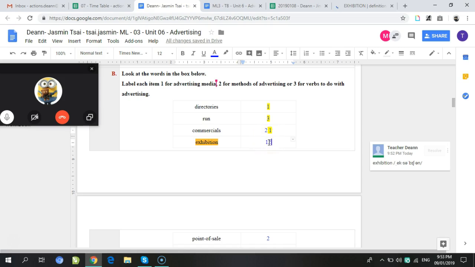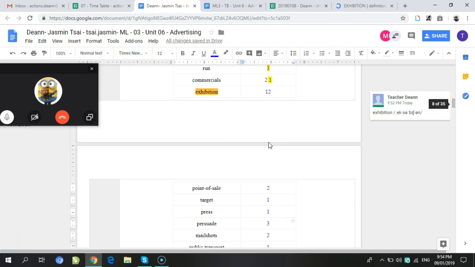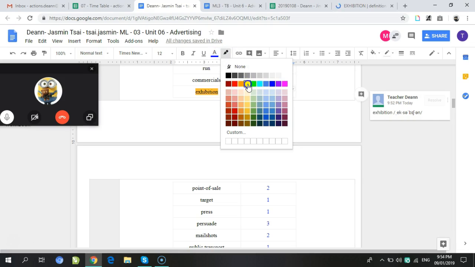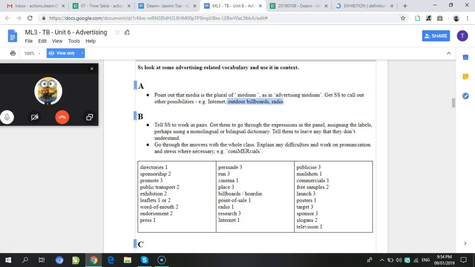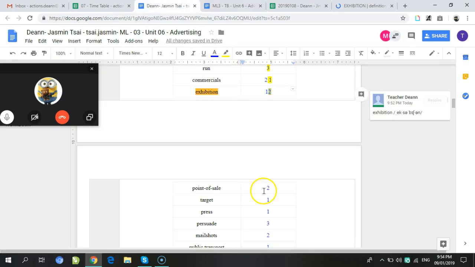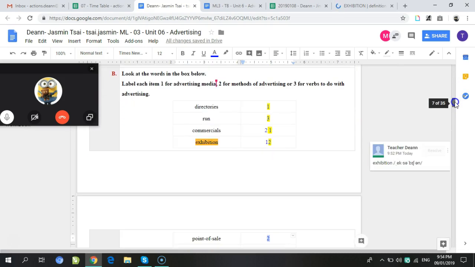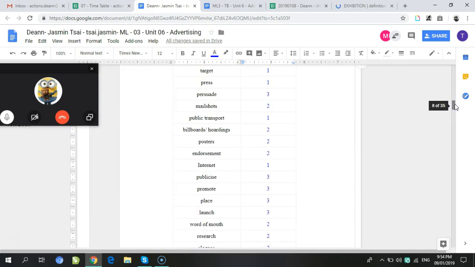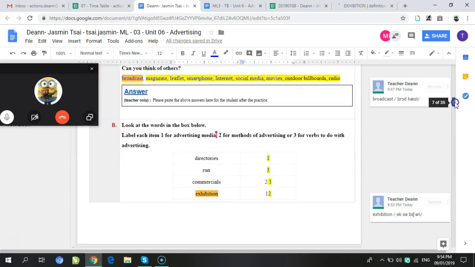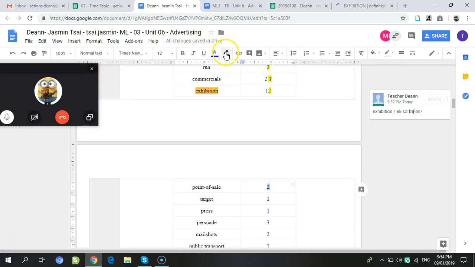Okay, how about the next one? Point of sale, a method of advertising. It says here that it is an advertising media, but I think it's a method. So I would agree that it's number 2.